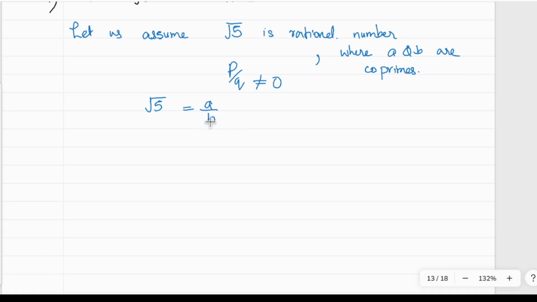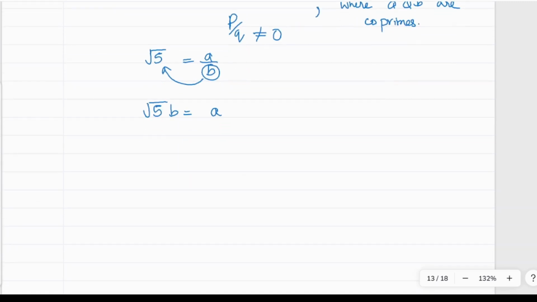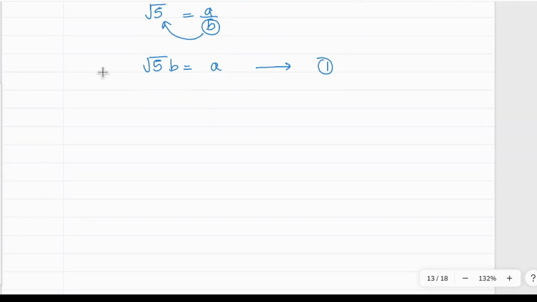From here, a and b are coprimes. Coprimes means they both have only one as a common factor. Then I will take this b to the opposite side. That is, root 5 b equal to a. For this one, I am going to give it as equation number 1. Then in the next step, I will square this equation number 1.